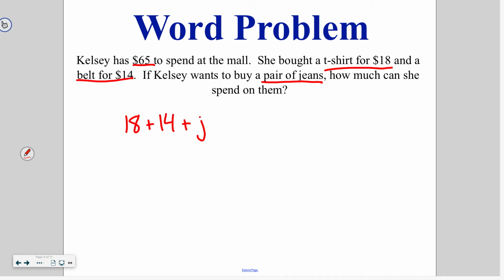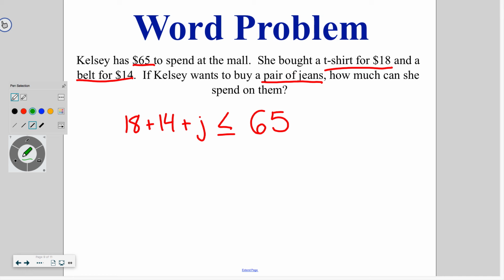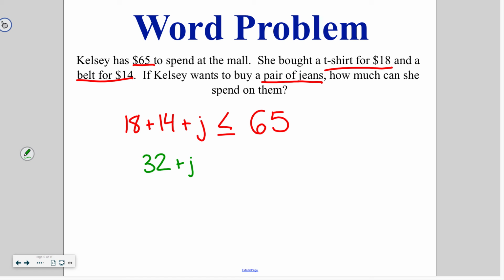So I'm going to call that J. And we know that her total amount that she has is $65. Now I'm trying to look at which symbol I want to put in the middle. We know that she can't spend any more than $65. So if you look back at that table, no more than is less than or equal to. She could spend $65 or she could spend less than that. We're going to simplify this a little by doing 18 plus 14, which gives me 32 plus J is less than or equal to 65.